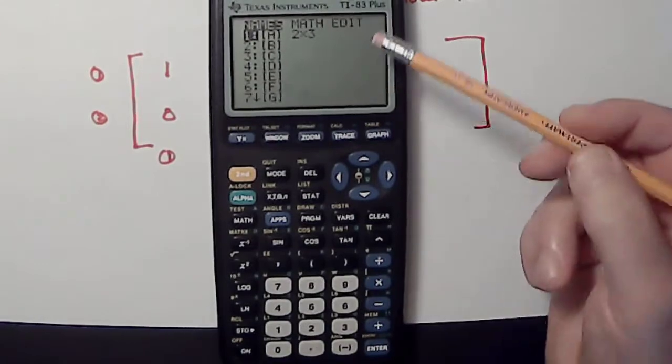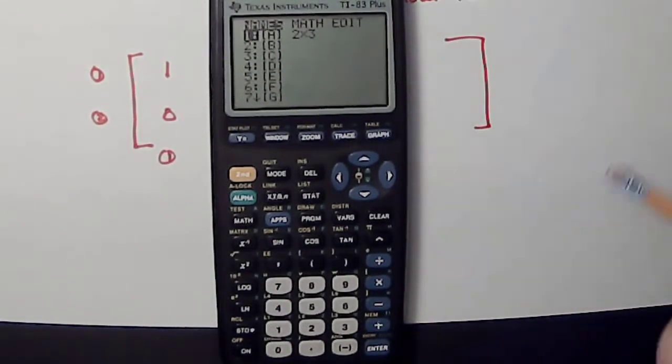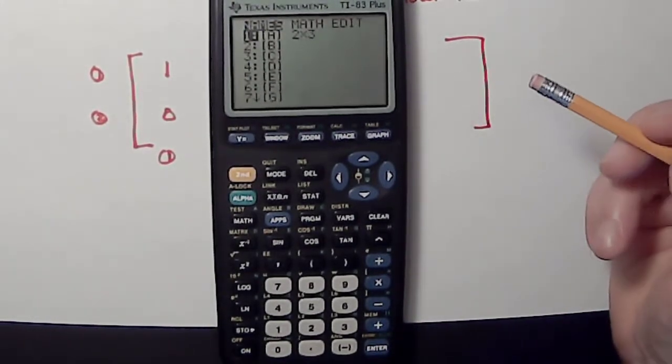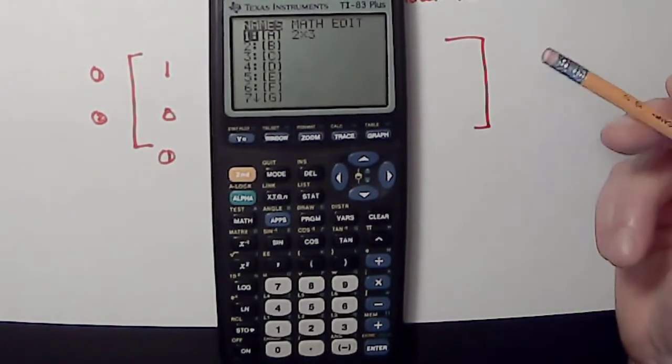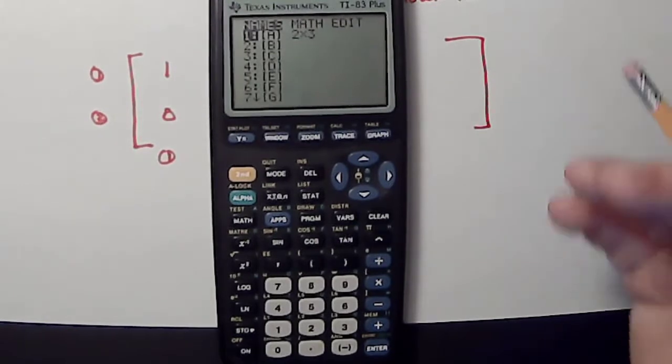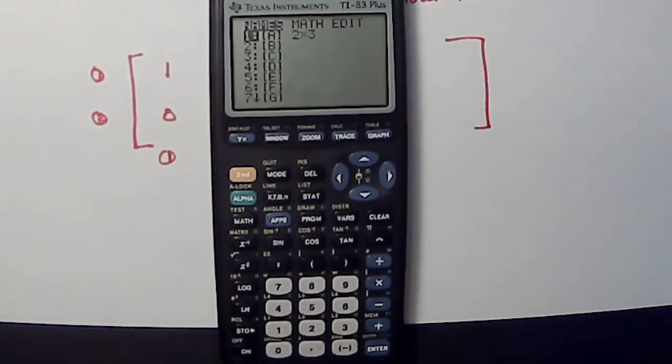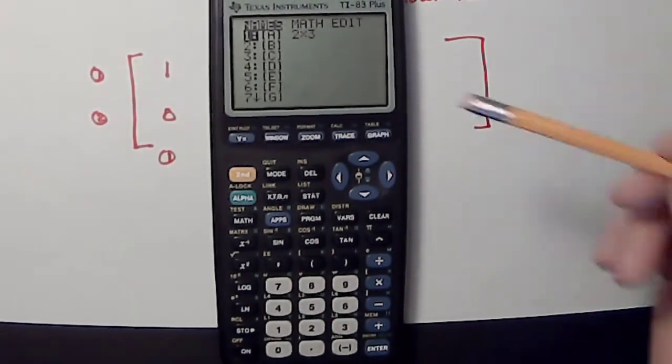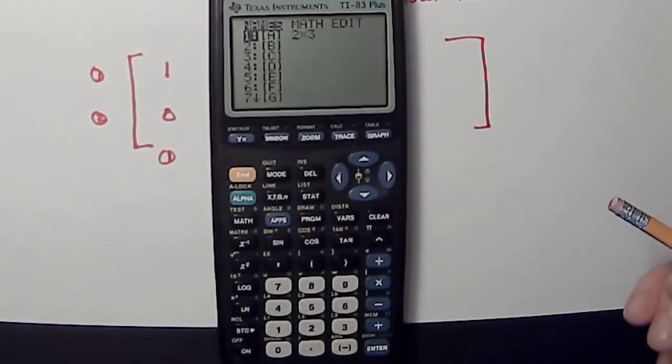Now I hit second, matrix again, and you'll see that my A matrix is a 2 by 3. The good news is you can leave that 2 by 3 alone and you never have to create another one. The next time you do this with a different problem, that 2 by 3 sits there, you just change those numbers the same way I just did using the edit function.